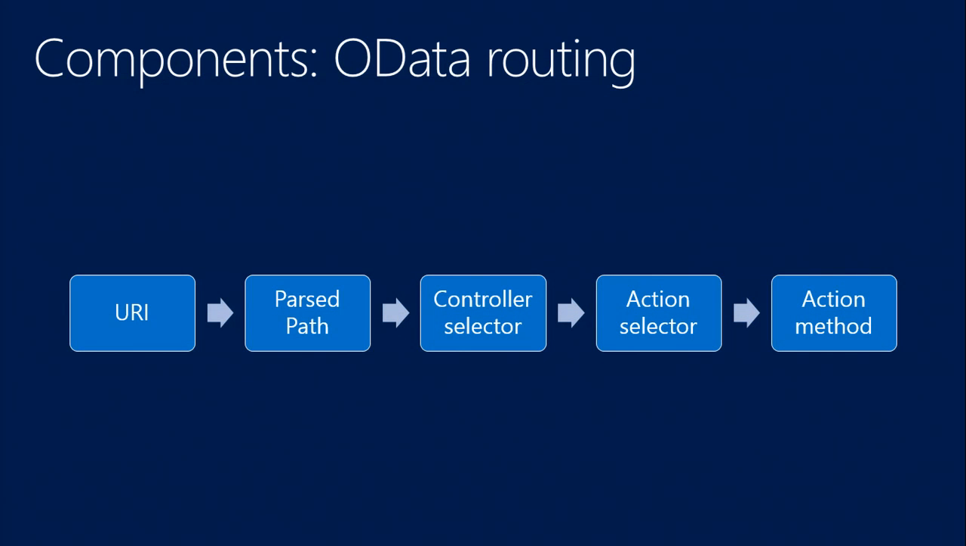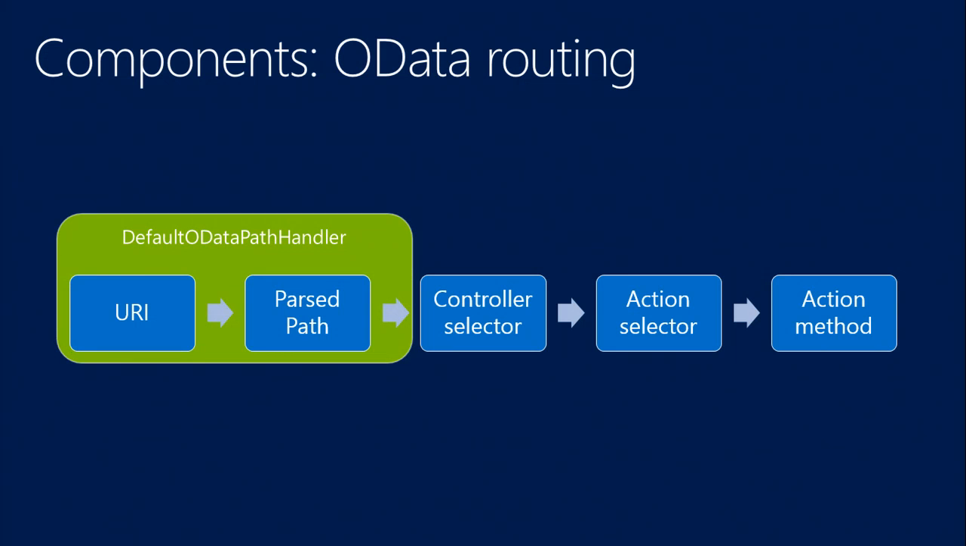I figured I'd talk a little bit about what's happening under the covers so you can understand what all the components in play are, so you can then leverage them to their full potential. When an OData request comes in, the request has a URI. And that URI first gets parsed by a path parser. We have a default OData path parser, path handler, that can look through the path segments of the URI and understand what they mean based off of your entity data model.